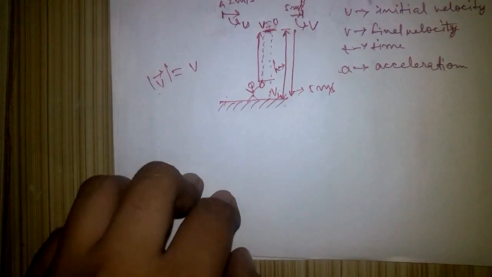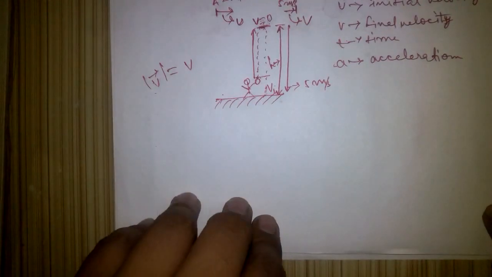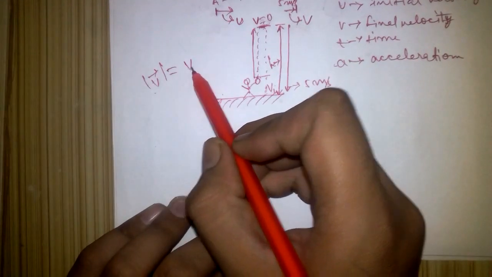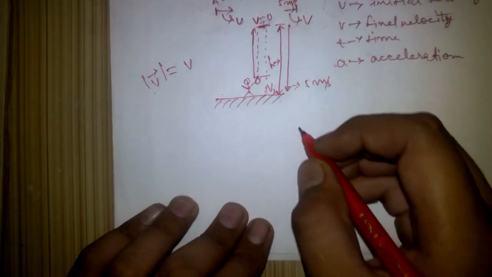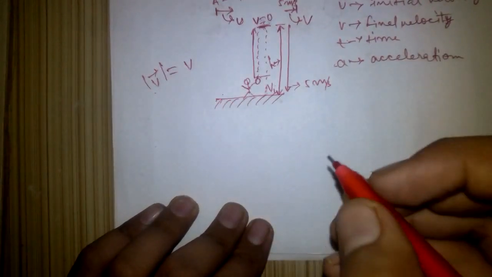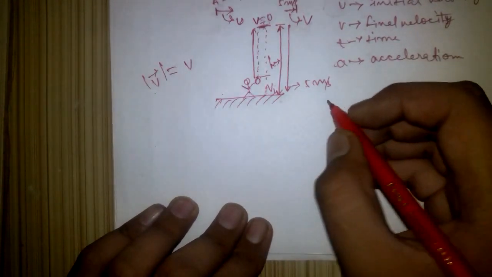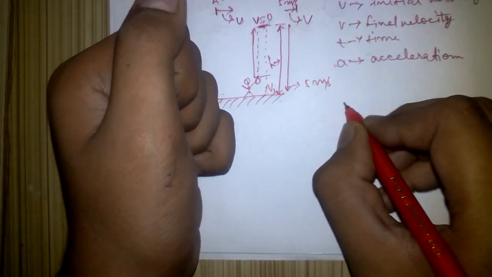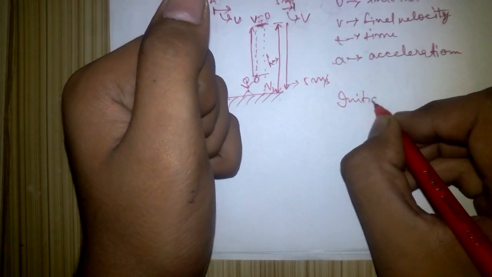In higher classes, or in later videos of kinematics, I will show you what vectors are and more about vectors, so let's not waste time. Here we are not taking direction, we are just taking magnitude for simplicity, and later on we will take direction also. So acceleration is the rate of change of velocity, which is the initial velocity.